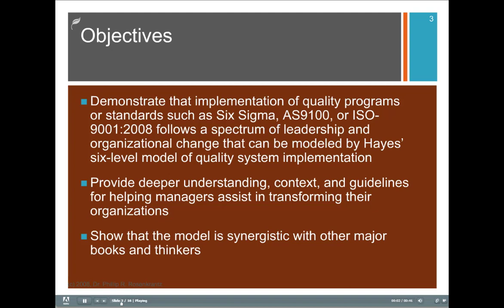One of our objectives is to show you Hayes's model of quality system implementation. It has 6 levels that provide a really good model for showing how to transition from where you're at to where you want to go. So we're trying to provide some deeper understanding and context for helping people in the transformation process to help their organizations grow. We also want to show that this model is very synergistic with other thinkers, and they've written a lot of books that are kind of interesting parallels to what we're going to be discussing. So we want to show how all this ties together.